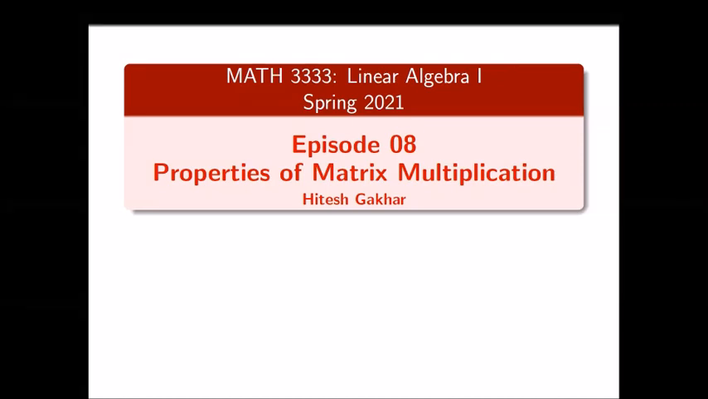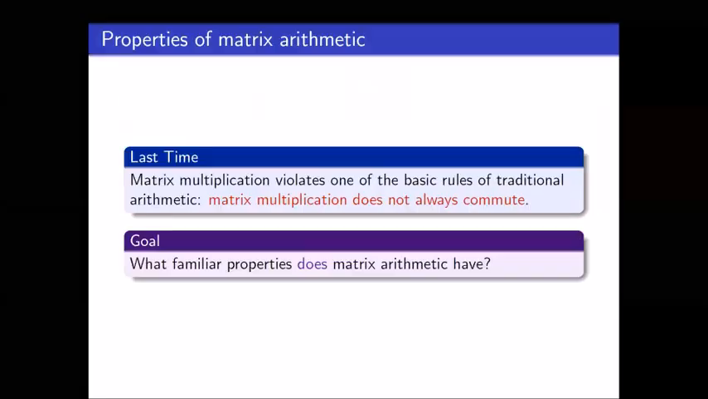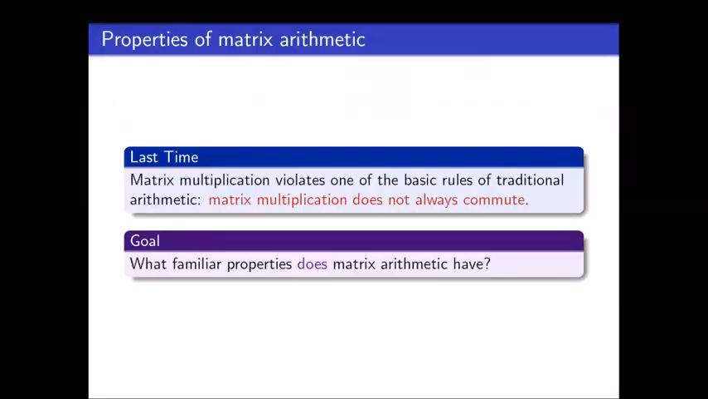In this video, we'll talk about properties of matrix multiplication. Last time, we found out that matrix multiplication violates one of the basic rules of traditional arithmetic, that it does not commute. What that means is that when you multiply two matrices, you have to be careful with the order of multiplication because reversing the order does not necessarily mean the same thing.